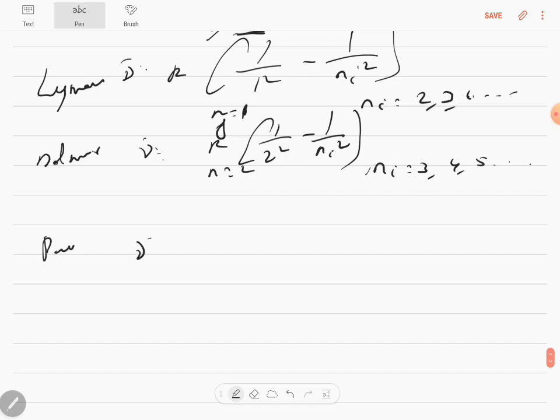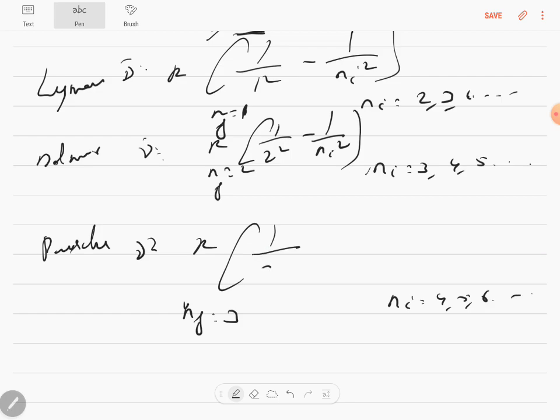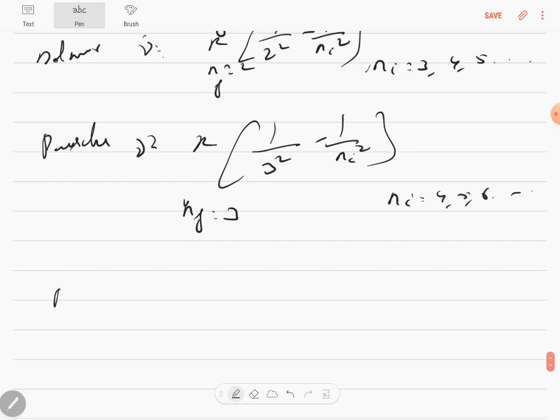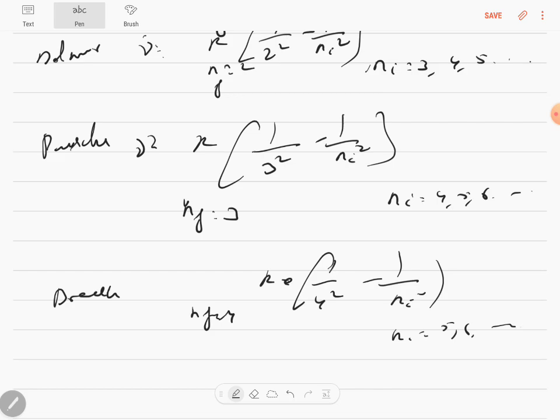Paschen is mu bar equal to R into 1 by n final square. N final in that is always 3. It's going to jump from n initial, which is going to be 4, 5, 6, and so on. Such is called a Paschen series, where mu bar is equal to R into 1 by 3 square minus 1 by ni square. That's Paschen. Brackett is n final equal to 4, where mu bar is equal to R into 1 by 4 square minus 1 by ni square, where ni may be 5, 6, 7, 8.